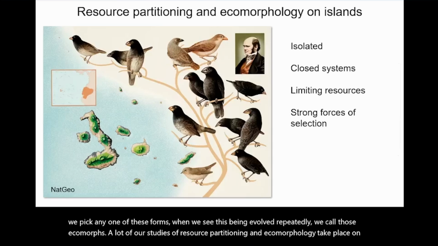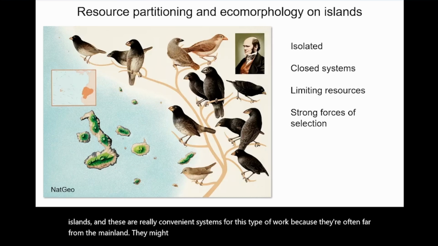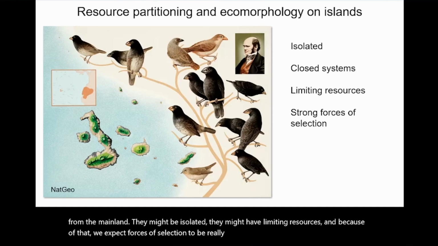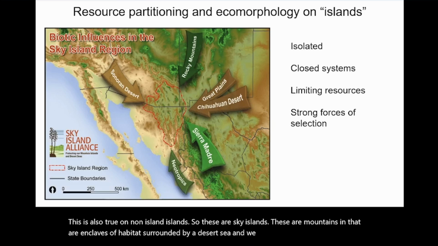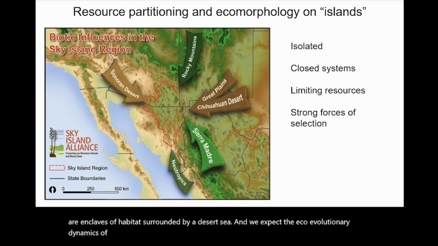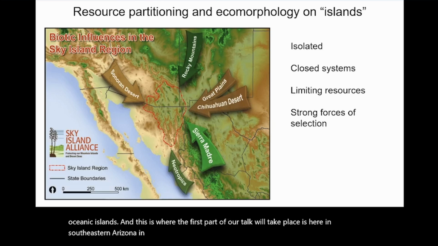A lot of our studies of resource partitioning and ecomorphology take place on islands. And these are really convenient systems for this type of work because they're often far from the mainland, they might be isolated, they might have limiting resources, and because of that, we expect forces of selection to be really strong. This is also true on non-island islands. So these are sky islands, mountains that are enclaves of habitat surrounded by a desert sea, and we expect the eco-evolutionary dynamics of species living on these sky islands to be very similar to what we would see on oceanic islands. And this is where the first part of our talk will take place, here in southeastern Arizona in the Madrean Sky Island region.